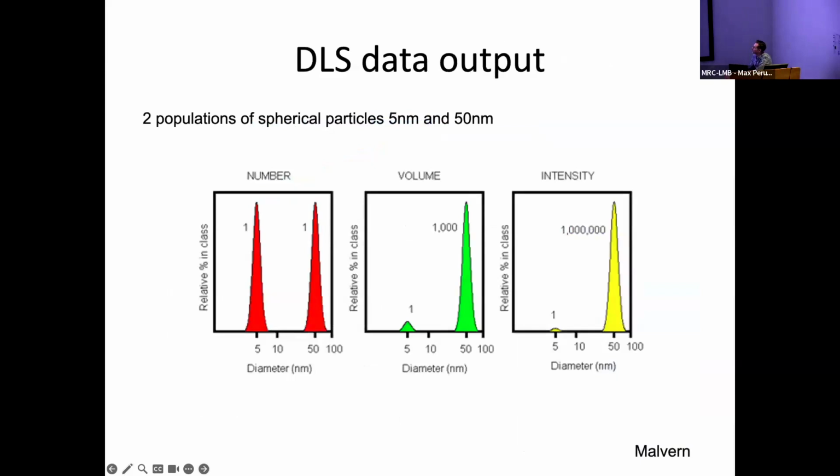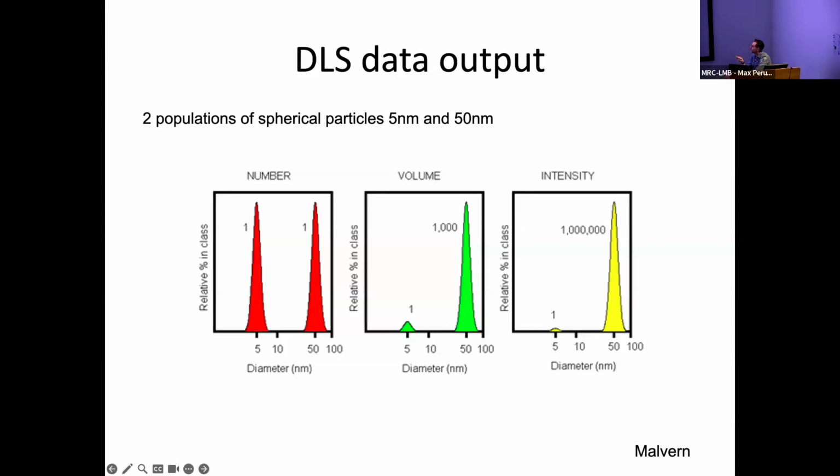So this is what typical DLS data would look like. It's important to see this because when you analyze it, it's possible to do a number analysis, a volume analysis, or an intensity analysis. The intensity of scattering is proportional to d to the power of 6. This is from the Rayleigh approximation. So something that's much bigger will scatter more. Say we've got 5 nanometers and 50 nanometers. The 50 nanometers will scatter 1,000,000 times more light than 5 nanometers.